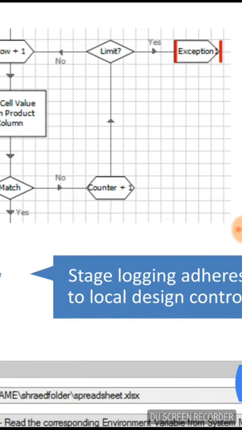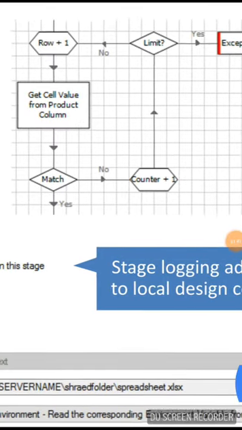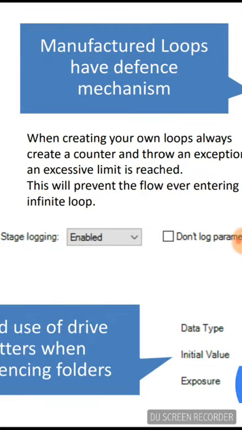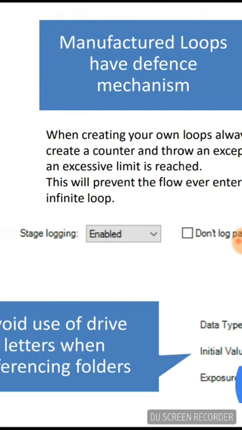The second one is stage logging. It is adhered to local design controls wherever you are using them. Stage logging is very important and it will enable all your logging. Apart from system logs, it will log all the details about your process and object things.